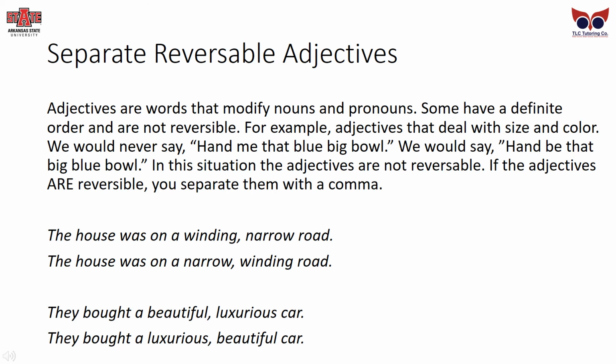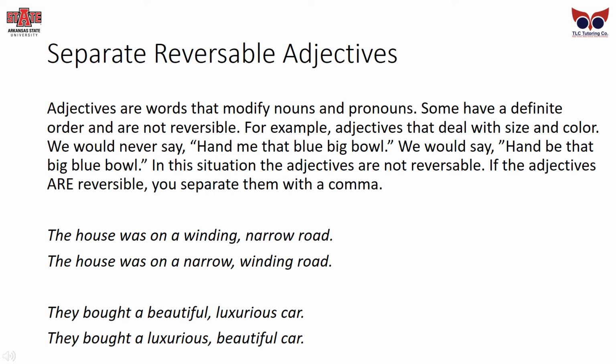Separate reversible adjectives. Adjectives are words that modify nouns and pronouns. Some have a definite order and are not reversible. For example, adjectives that deal with size and color. We would never say, hand me that blue big bowl. We would say, hand me that big blue bowl. In this situation, the adjectives are not reversible. If the adjectives are reversible, you separate them with a comma.